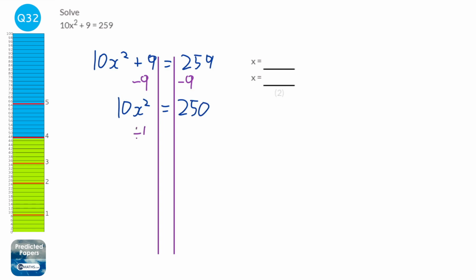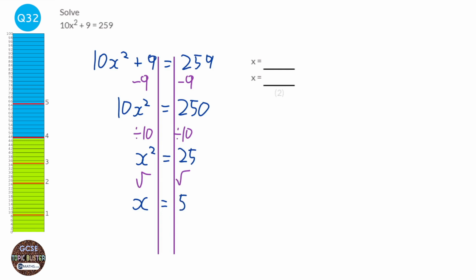Then we're going to divide by 10 both sides. So we've got x squared equals 25. And then we're going to square root both sides. Now, this does give us 5, but it also gives us -5, because minus 5 times minus 5 is also 25. So our two solutions are 5 and -5.